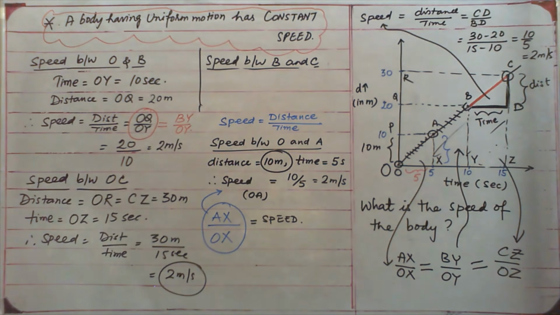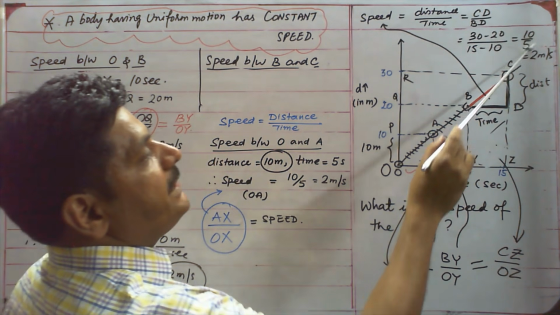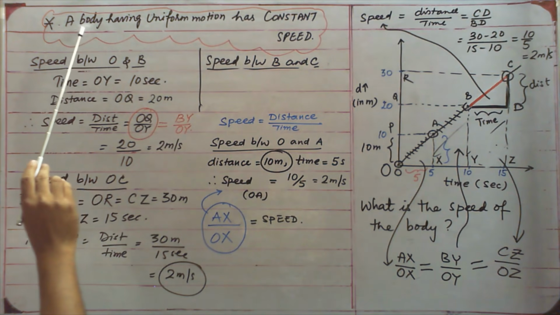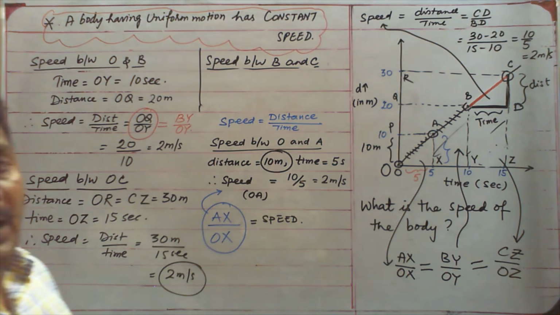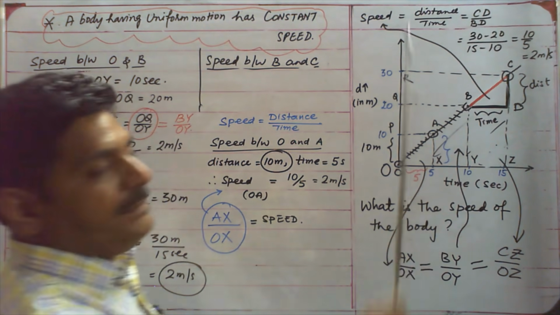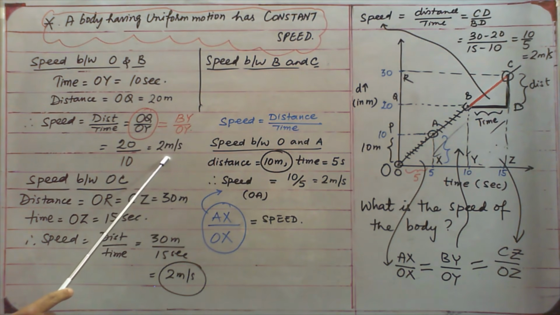Now if you look at the value again, here also you are getting 2 meter per second. So we have written a sentence, a body having uniform motion has a constant speed, and you can see we are getting 2 meter per second everywhere.